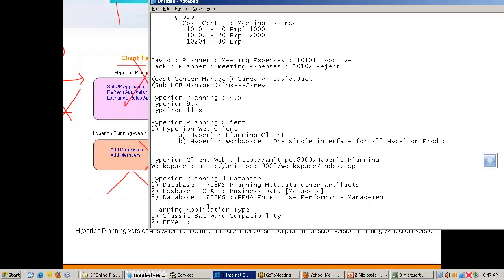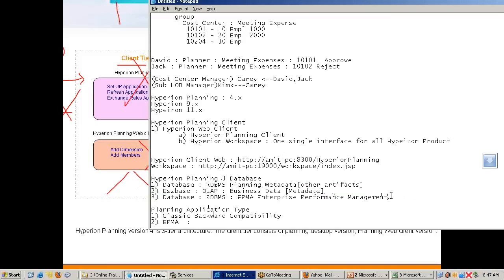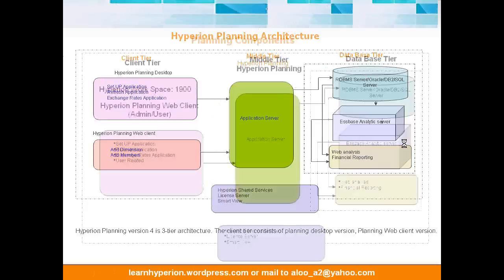So if you work with a classic application, you need only two databases. When you work with EPMA, you need three databases. So in a classic application, there are only two databases. For now, it is important to understand that planning uses RDBMS as well as Essbase to manage its data.